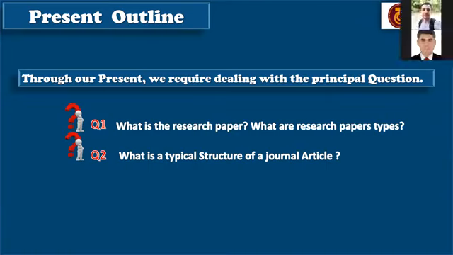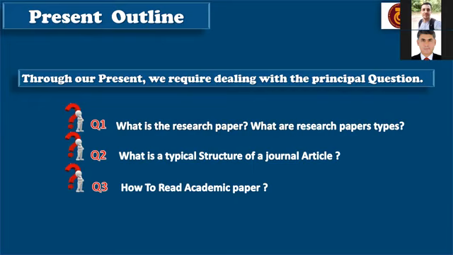The second question we need to answer: what is the typical structure of a journal article? It means a journal article really has a structure, and we must understand it. The third question we need to answer is how to read an academic paper. In this session, inshallah, in the last 5 or 10 minutes, I will practically teach you how to read an academic article or academic paper quickly.